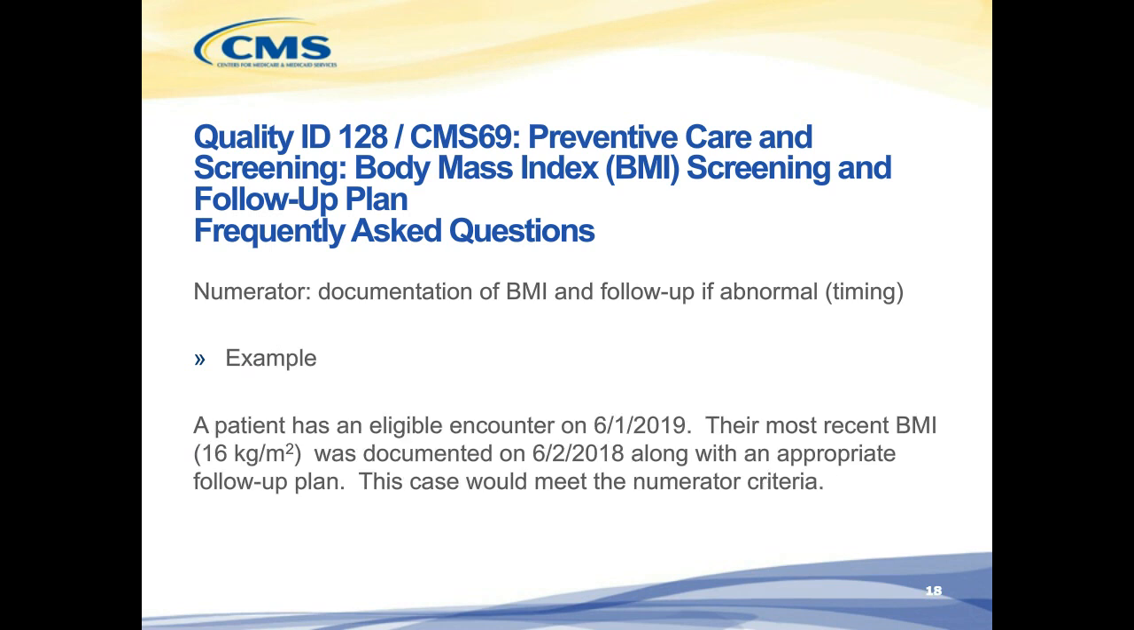So for example, we have a patient with an encounter on 6/1/2019. Their most recent BMI was below normal at 16 and was documented 6/2/2018, so just within that 12-month look back period. The appropriate follow-up plan was also documented on that date. That case would meet the numerator criteria. The documentation of that BMI and follow-up plan does not necessarily need to have occurred during any particular type of encounter.